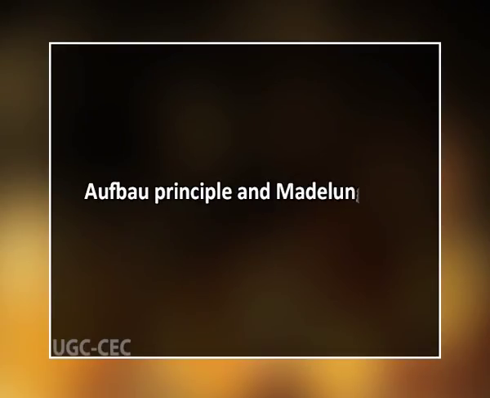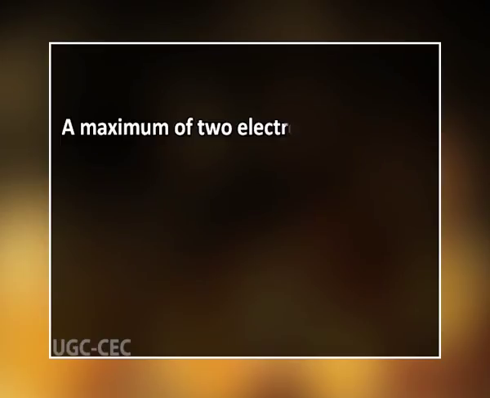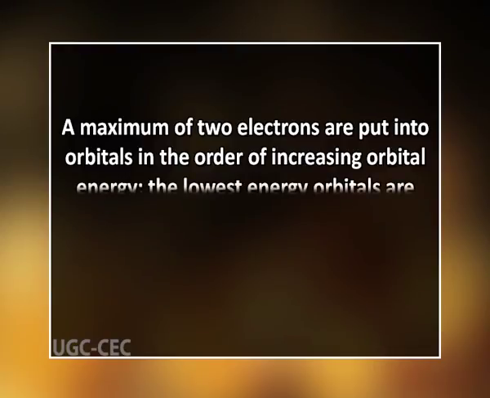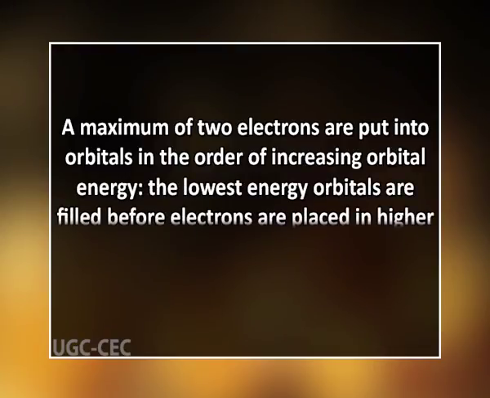Now, let us describe Aufbau principle and Madelung rule. The Aufbau principle was an important part of Bohr's original concept of electron configuration. It may be stated as: a maximum of 2 electrons are put into orbitals in the order of increasing orbital energy. That is, the lowest energy orbitals are filled before electrons are placed in higher energy orbitals. The principle works very well for the ground states of the atoms for the first 18 elements, then decreasingly well for the following 100 elements.